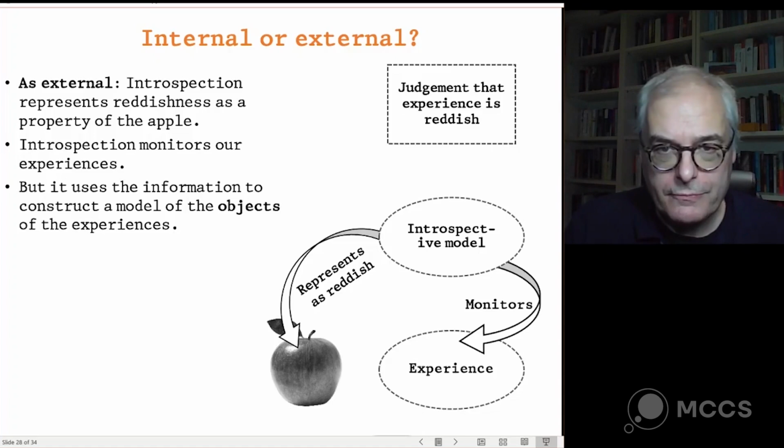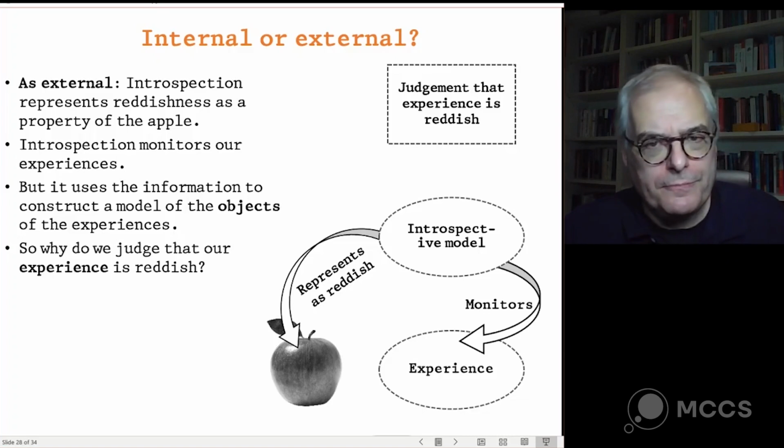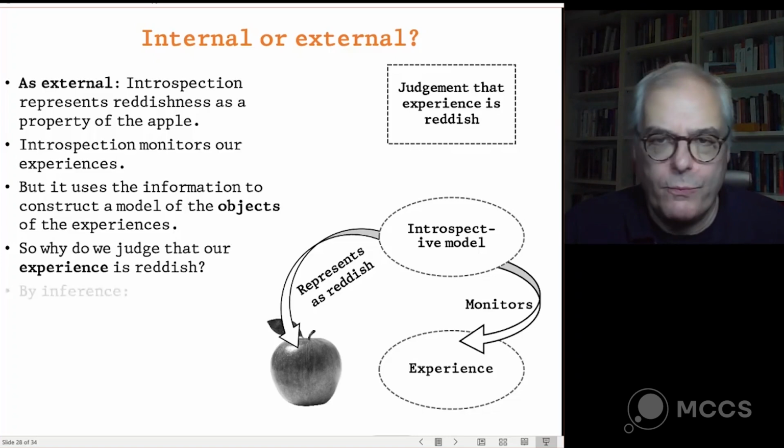Okay, but then you might ask, well, if that's what's happening, why did people ever think that these qualities were properties of our experiences? If the introspective model is representing them as external, why did anyone ever come to think that they were internal? Why are we tempted to judge that it's our experiences that have these qualities? Well, one plausible answer to that, I think, is that it's by process of inference.